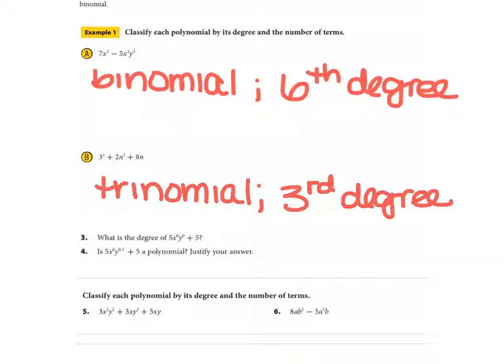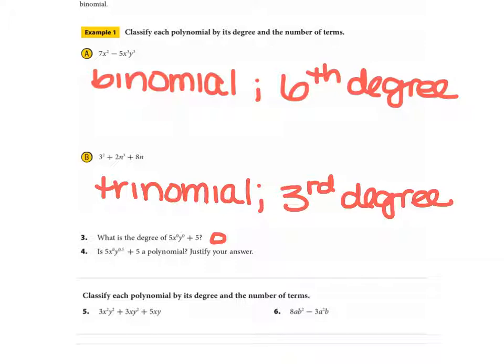If we look at example 3, it asks us what is the degree of 5x to the power of 0, y to the power of 0 plus 5. And that degree is just 0. Those zeros as those exponents turn the x and the y to be a 1. And any number raised to the power of 0 is 1. So 5 times x to the power of 0 is 5 times 1. And then y to the power of 0 is also times 1. So 5 times 1 times 1 is just 5.